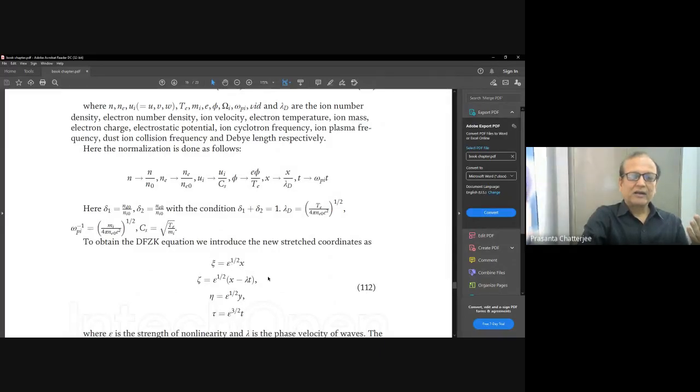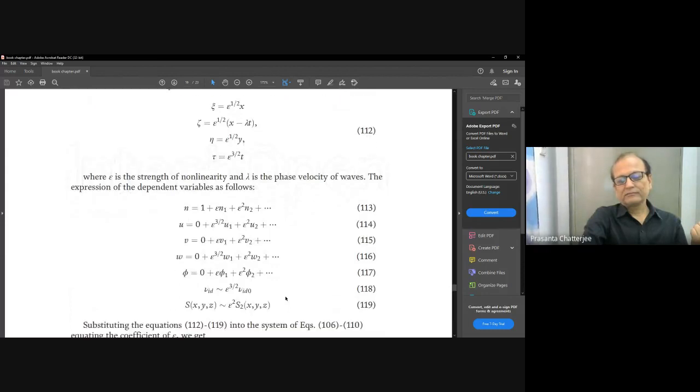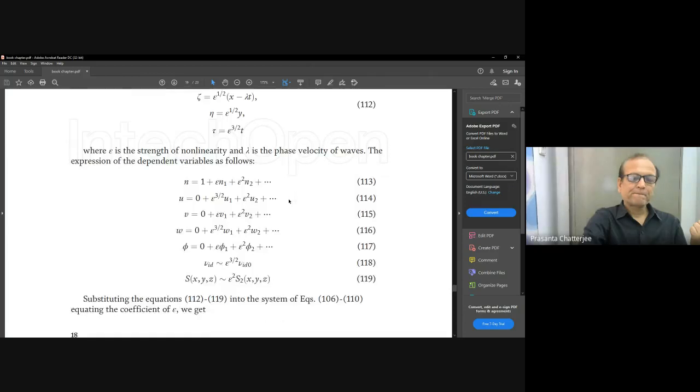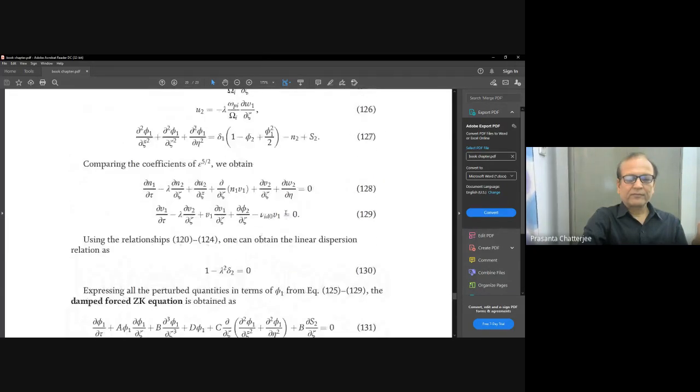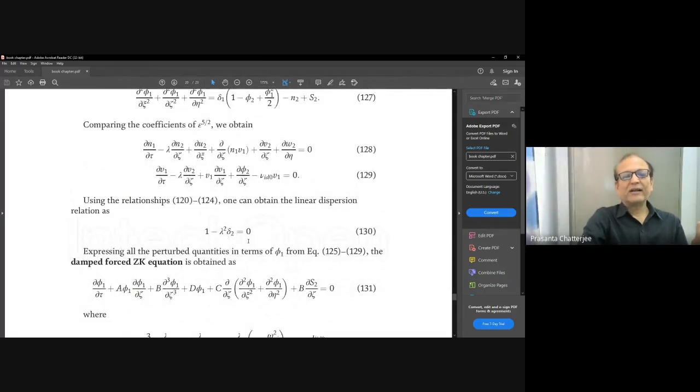Here also we need 3 plus 1 stretched coordinates. Instead of 2 stretched coordinates, we have taken 4 stretched coordinates. The perturbation is done in a similar way, that is, the dependent variables are perturbed from the equilibrium position. In the equilibrium position, n was 1 and u, v, w, and phi are all 0. We also consider the collision of the order of epsilon to the 3 by 2 and the fourth term of the order of epsilon square. Accordingly, like the previous case, equating the lowest order coefficient of epsilon and the next order coefficient of epsilon, we obtain lambda square equal to 1 by delta 2.